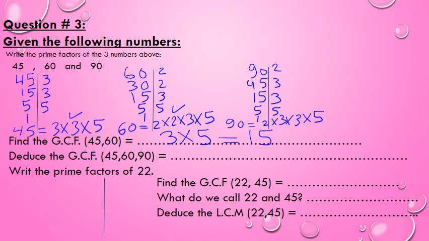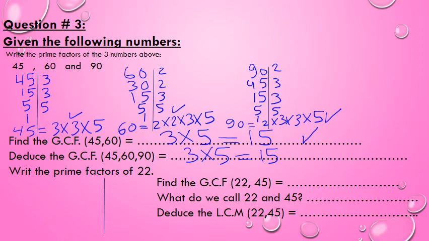Now, Ala, you should deduce the GCF of 45, 60, and 90. What do you use here to find it? Where do you look? At the GCF of 45 and 60. Yes. So take the GCF of 45 and 60 and the prime factors of 90. What do you take? 3 one time. Yes. 5 one time. Do we take 2? No, because it's not common.